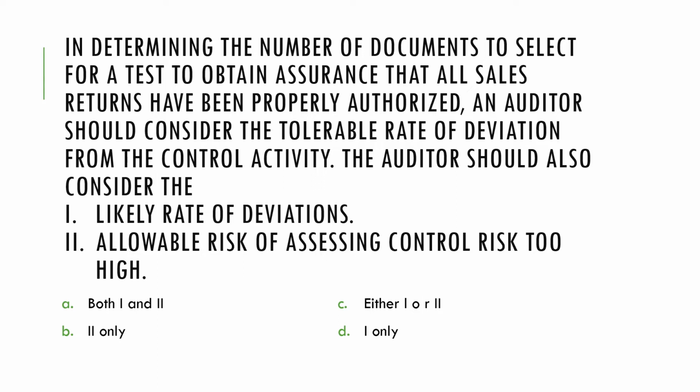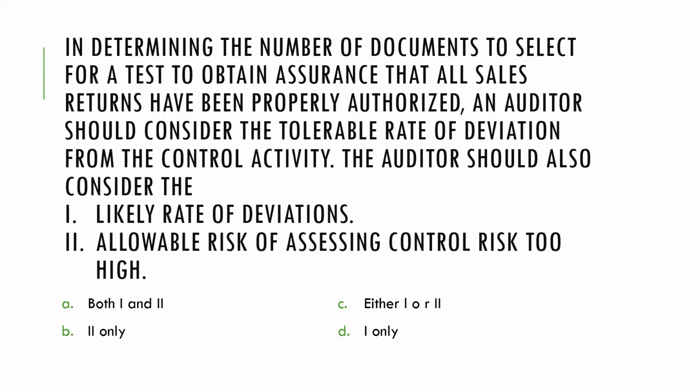Number two, allowable risk of assessing control risk too high. We recall between type 1 and type 2 risk in terms of tests of controls, the risk of assessing control risk too high is actually a type 1 risk. This is the risk of under reliance. If we have assessed control risk too high, this is not actually what the auditor wishes to control, because the auditor is interested in controlling ARO, the acceptable risk of over reliance, which is a type 2 risk, which is the allowable risk of assessing control risk too low.